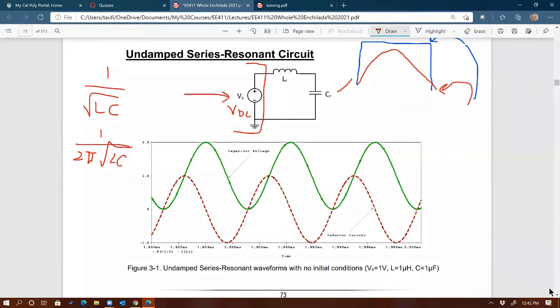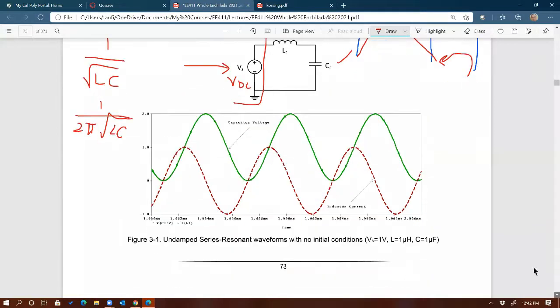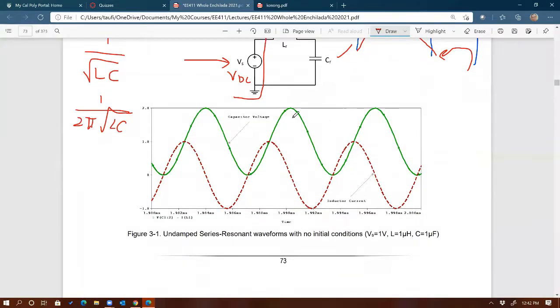Same thing with the capacitor: the current through it is a sine wave, and the voltage across it is a sine wave. And so I simulated this before I derived the equation, and you can take a look at the resulting waveforms. That capacitor voltage is a sine wave. See that green waveform? That's a sine wave. And then the red dashed waveform, that's the inductor current. It's also a sine wave.